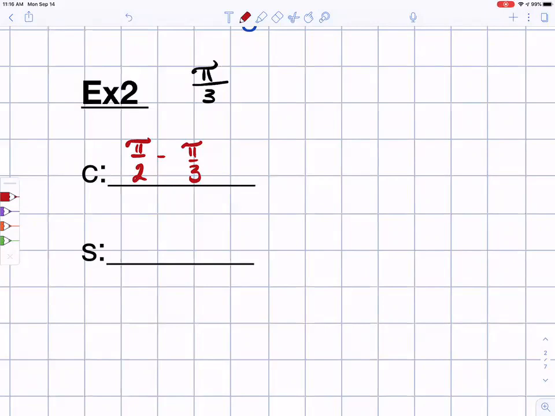By the way, if you need to use your calculator, don't put the pi in there, just do 1/2 minus 1/3, okay? Or you can just simply use common denominators and think about the fact that 3 pi over 6 minus 2 pi over 6 is equal to 1 pi over 6.